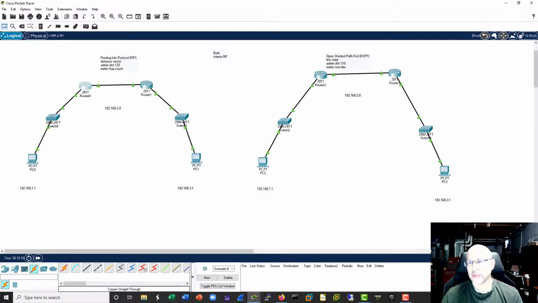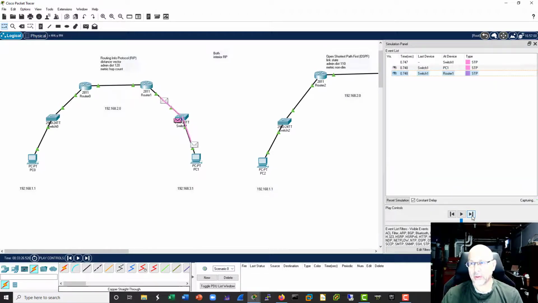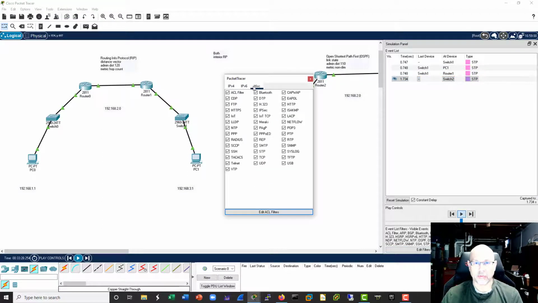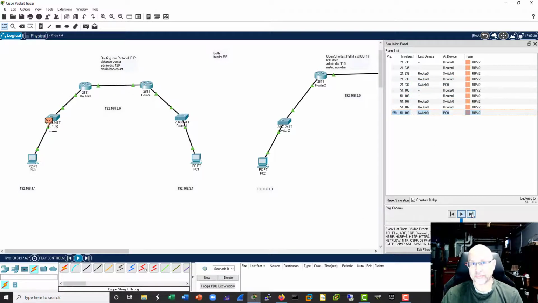If I was going to do the simulation, though, well, let's actually do this. Let's edit our filters. We'll get rid of some of the stuff that we don't want to watch right now. There you go. There's a pro tip for Packet Tracer simulations. Okay, so now we can see that router 0 is spitting out RIP messages. Okay, but of course to no avail at this point.